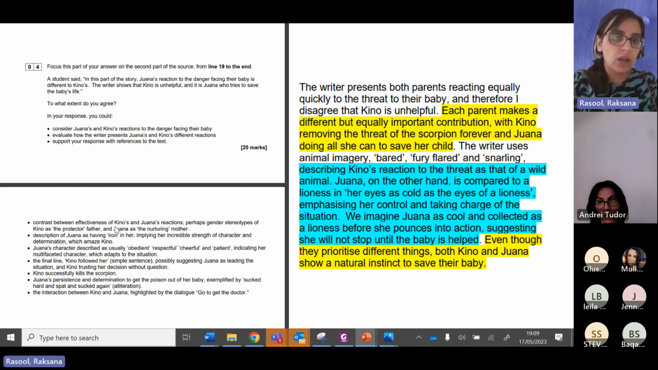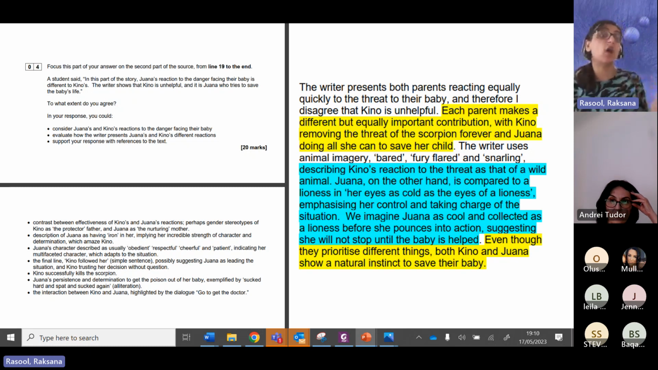The contrast between Kino and Juana's reaction, his to kill the scorpion, hers to protect her baby. Juana as having iron in her strength, her determination, which amazed Kino. You know, the fact that she's obedient, respectful, cheerful, and patient. It just shows her multifaceted character. The final line, where he followed her, the simple sentence suggesting Juana is leading and Kino is trusting her decisions without question. The fact that he even says that Kino felt helpless, he hovered. But Kino does help because he successfully kills a scorpion.